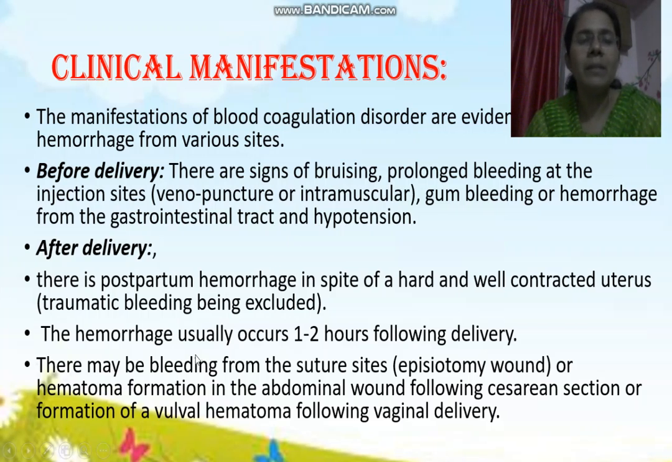The hemorrhage usually occurs 1 to 2 hours following the delivery. There may be bleeding from the suture site, that is the episiotomy wound, or hematoma formation in the abdominal wound following cesarean section, or formation of a vulval hematoma following vulvovaginal delivery. These are the clinical manifestations that usually occur before and after delivery.